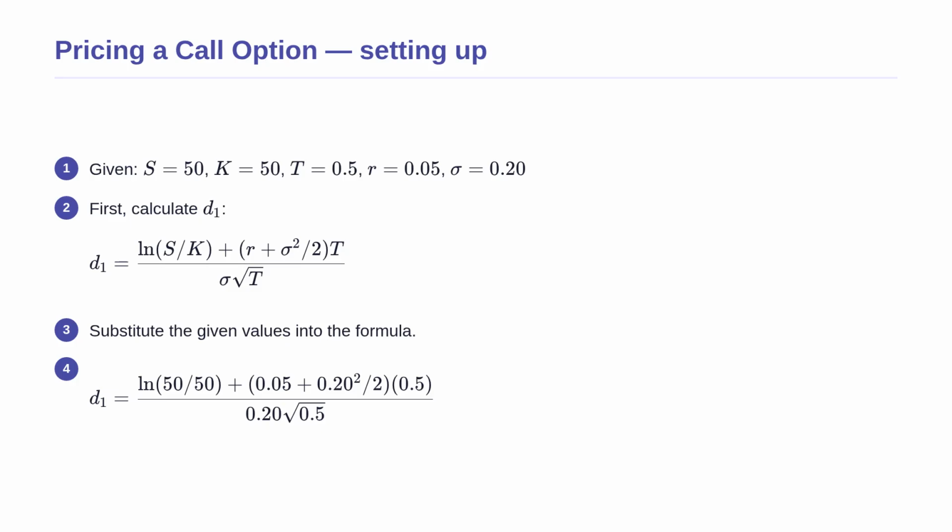Our strategy is to first calculate D1. We write down our formula and substitute all our known values. Notice that the stock price and strike price are equal, making their ratio exactly 1. This will make our calculation much simpler in the next step.